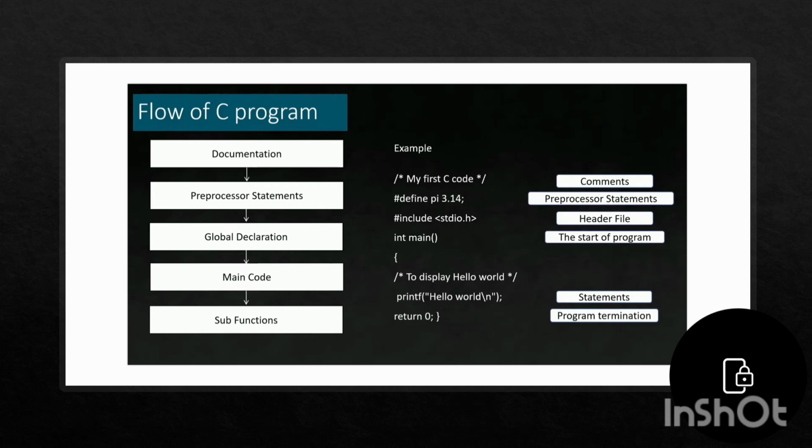int main is the entry point of the program. Inside the main function, the operations take place, and then the subfunctions. After the main function, you can define any other subfunctions that your program needs to execute specific tasks. For example, functions to calculate values, print messages, or process input. This is the flow of C program slide, and we'll move to the next slide.